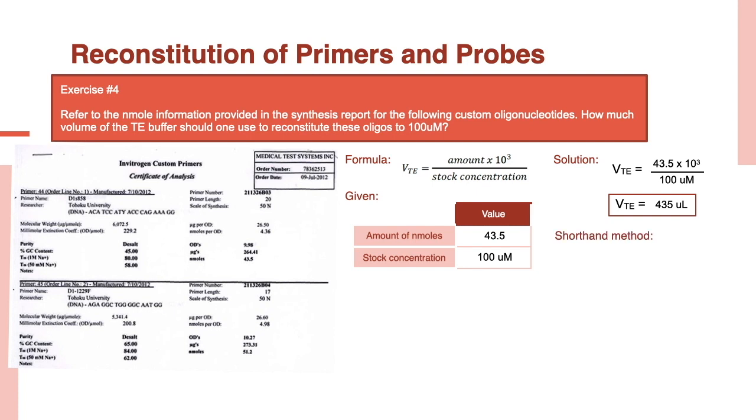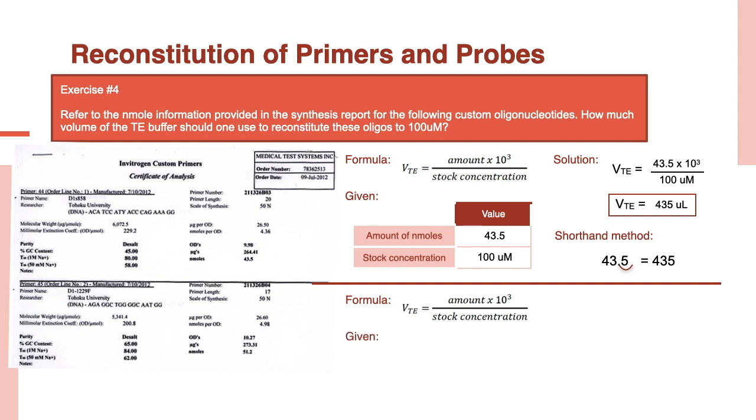There is a shorthand method for this, where you just move the decimal point of the given nmol one decimal place to the right, and the answer will be the same. Let's go now to primer D11229F. The formula that we will use is still the same.